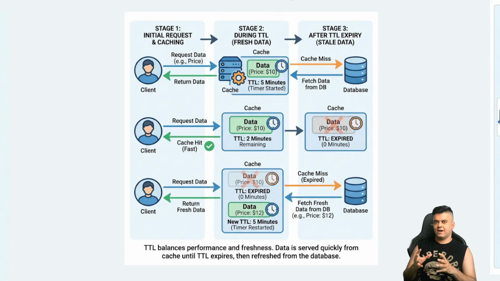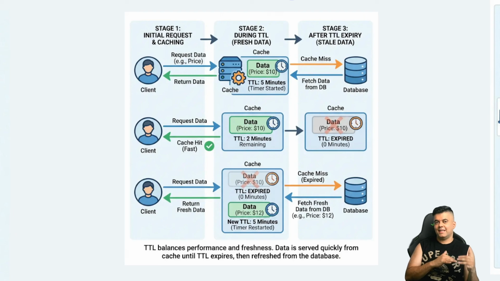Now, caches are fast, but cached data can become stale. Let's say you cache a product price, but then the price gets updated in the database. If the cache still has the old price, the users will see incorrect data. So the simplest control mechanism for this is TTL, or time to live. When you store something in cache, you specify a TTL, like 30 seconds for data that changes frequently. And it could be 5 minutes for moderately dynamic data, and it could be 1 hour for relatively static data.